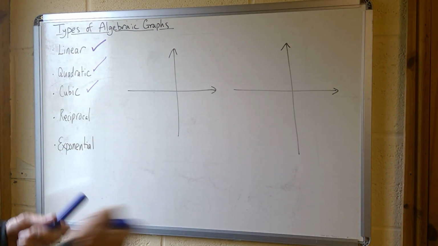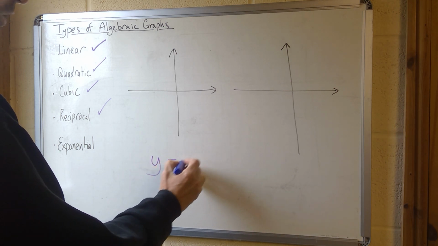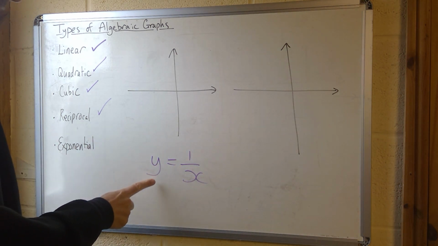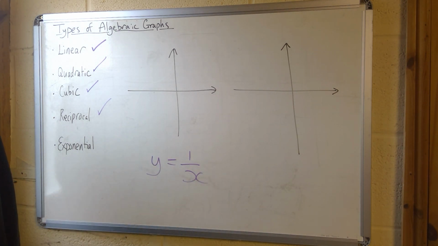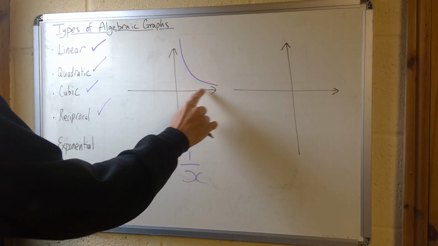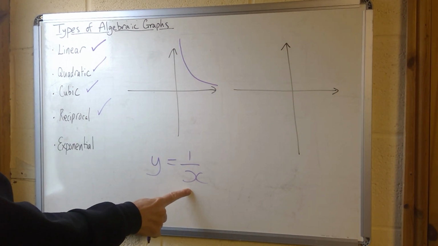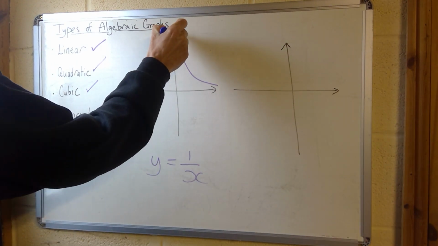Next we have reciprocal graphs, and these are all based on y equals 1 over x. And as you can see with this, as the value of x gets larger, the value of y will get smaller. So you'll end up with a graph which looks like this. As x gets very big, y will get very small. x cannot be 0 because 1 divided by 0 is undefined.